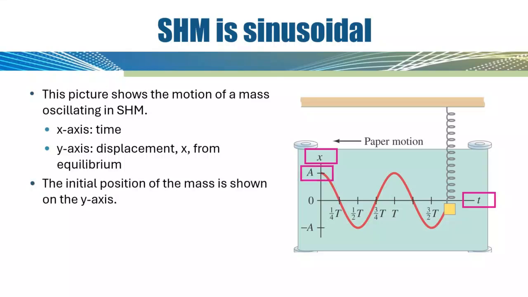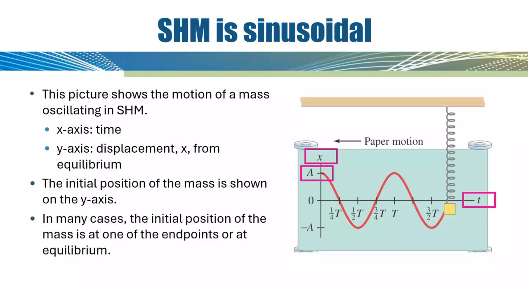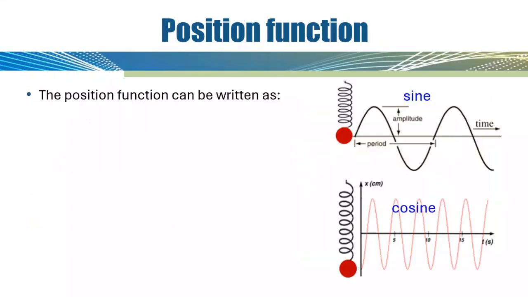The starting position of the wave on the y-axis tells us the initial position of the mass. In many cases, the initial position is one of the endpoints or at equilibrium. So then the question becomes, as the mass oscillates up and down, where exactly is the mass at any given time? The position function can tell us the exact location of the mass. The position function can be written as x equals A sine omega t or x equals A cosine omega t.